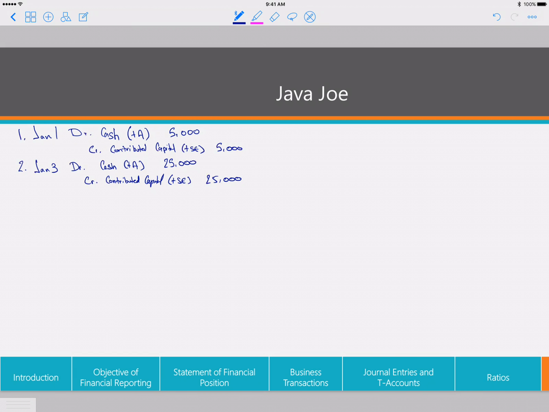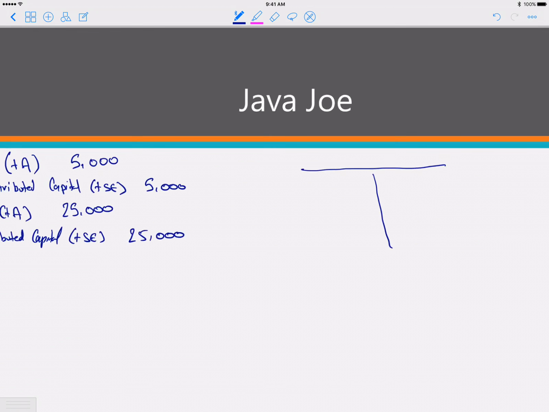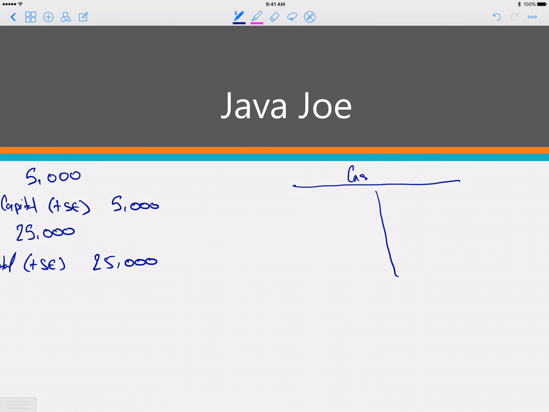So let's see what this would look like on our T accounts. So we have our cash T account, and we added $5,000 from the first entry and $25,000 from the second entry.